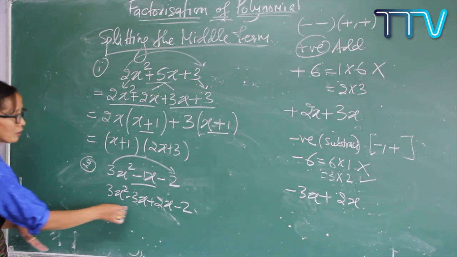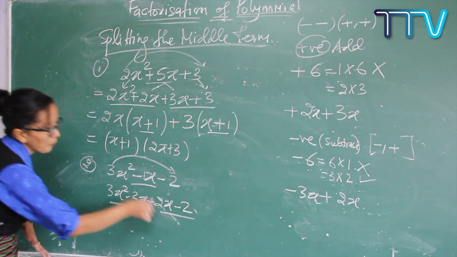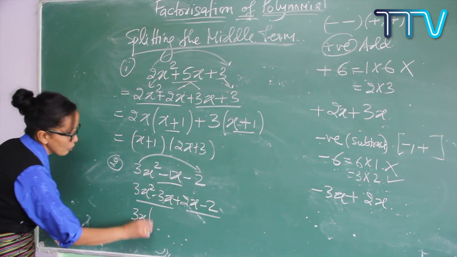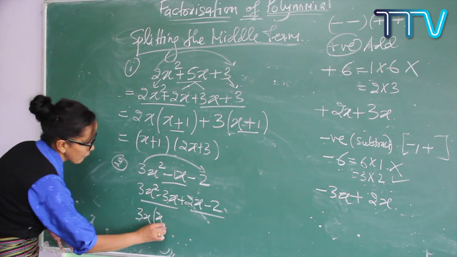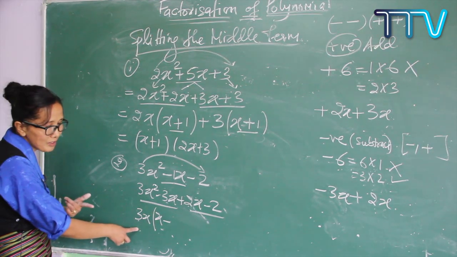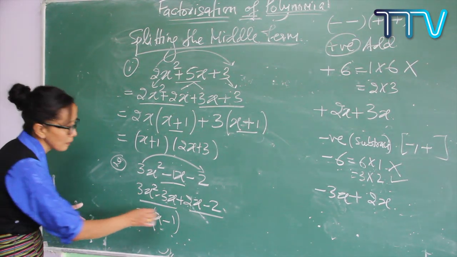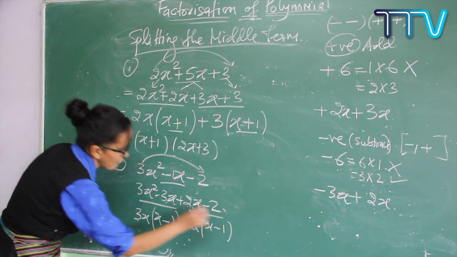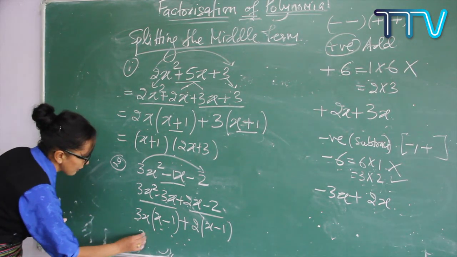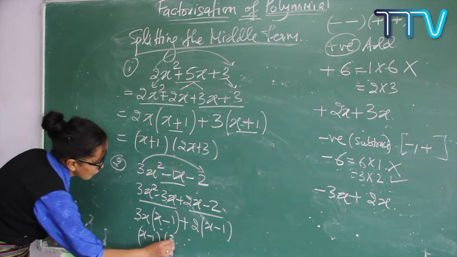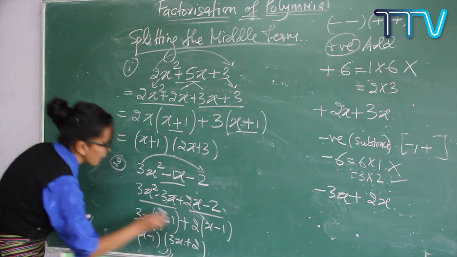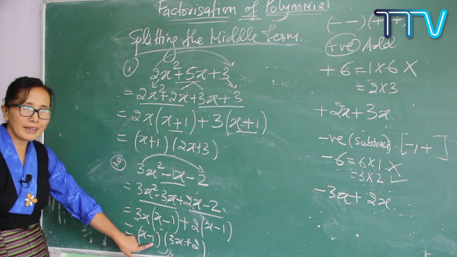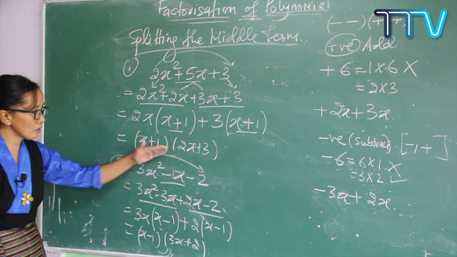Next, you have to regroup the terms. Regrouping the terms, in this case you can take out 3x common, you are left with x minus 1. In the next pair, 2 and 2, you can take out 2 common, x minus 1 is left. So now x minus 1 is common, so you can write it down: x minus 1 in one bracket and 3x plus 2 in another bracket. So write it down here: x minus 1 and 3x plus 2 are the factors of this.